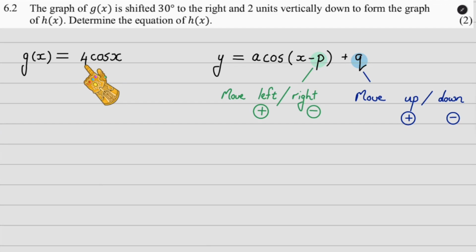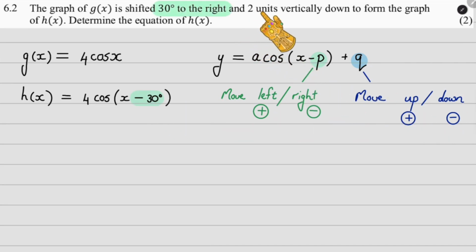This 4 won't be affected at all. And now I'm creating a new graph when I'm moving it. The new graph is called h of x. So g of x will change to h of x. And like we discussed, the 4 is not affected. Now I'm going to open up some brackets so I can move it left and right. And I'm moving it 30 to the right. So if I'm moving it right, I'm minus. So this is going to be minus 30.